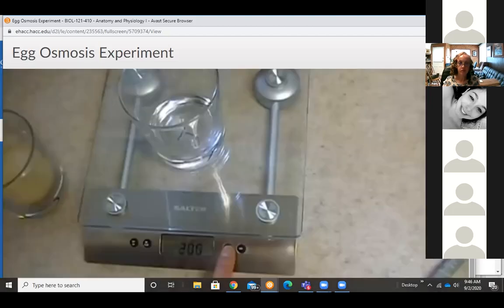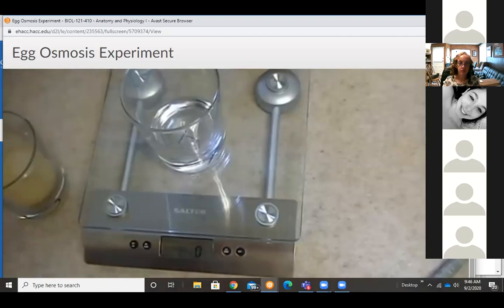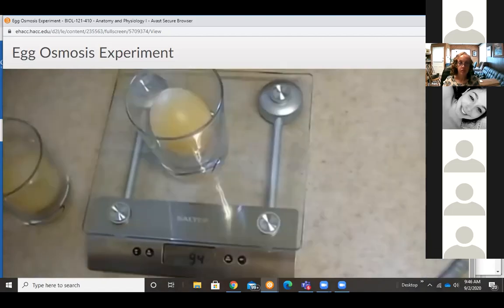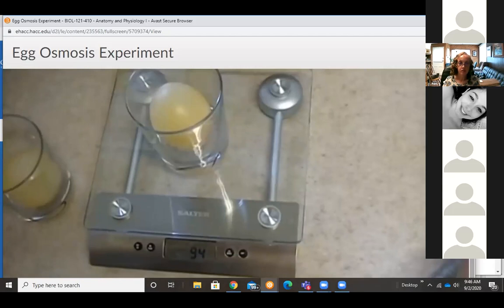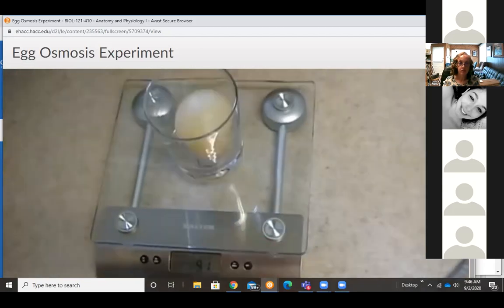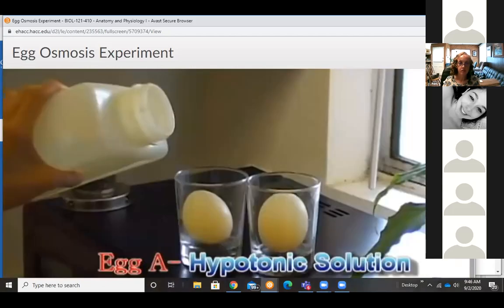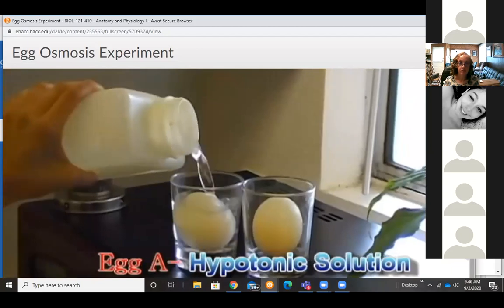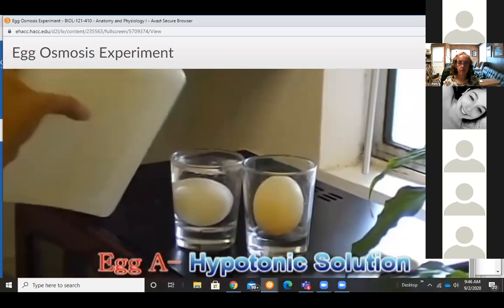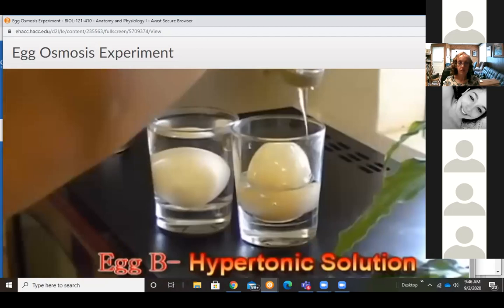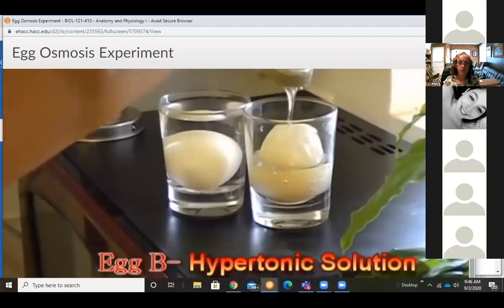Before starting our experiment, we will first mass our eggs using a scale. Egg A has a mass of 94 grams. Egg B has a mass of 103 grams. Egg A we will place in a hypotonic solution, water. Egg B we will place in a hypertonic solution, thick and sugary corn syrup.